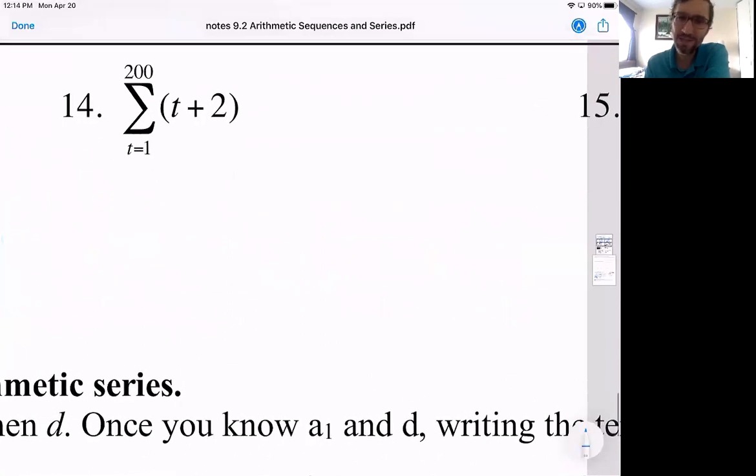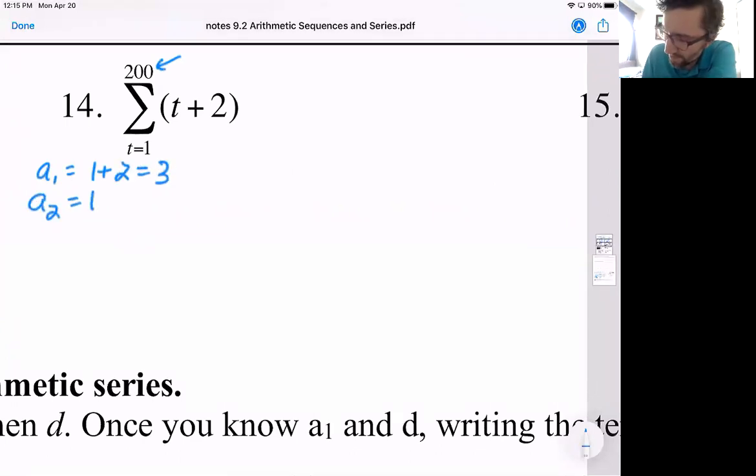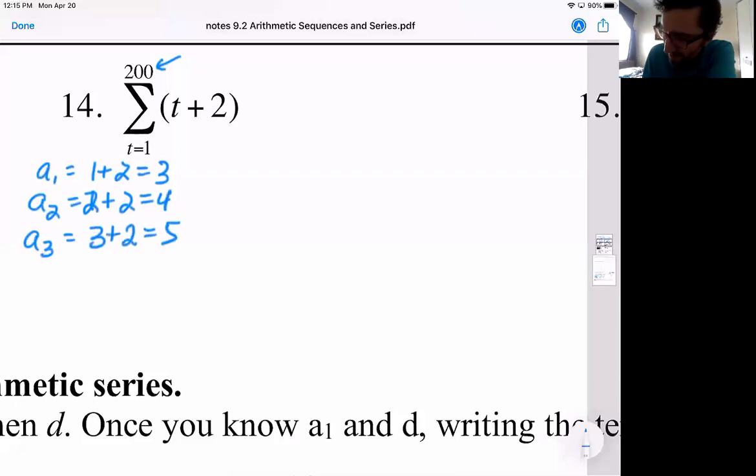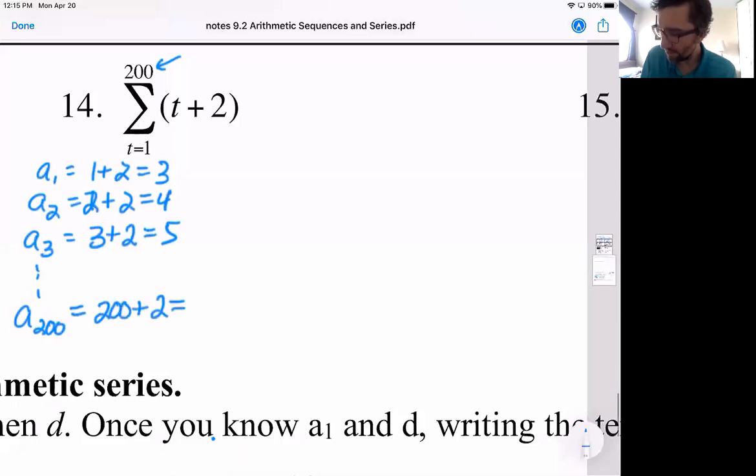Here's an example where you really don't want to write out all the terms. We'll write out a few terms, but notice there's going to be 200 terms. That's way too many to write, but we'll write a couple. So let's say a sub 1, the first term, plug 1 in. So 1 plus 2. First term's 3. The second term would be 2 plus 2, so 4. The next term would be 3 plus 2 is 5. And this is going to keep going on and on. We don't really want to do that. But we do need the last term. The 200th term would be, plug 200 in, 200 plus 2, and that would be 202.